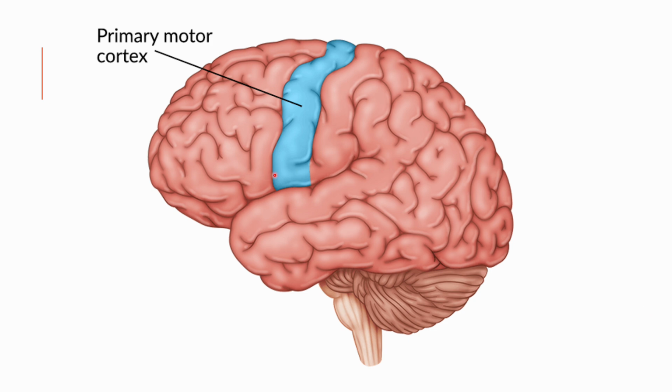The primary motor cortex lies in the precentral gyrus of the frontal lobe. This area controls movement of the opposite side of the body. Lesions occurring primarily in the motor cortex produce contralateral paralysis and/or weakness with respect to the lesion.